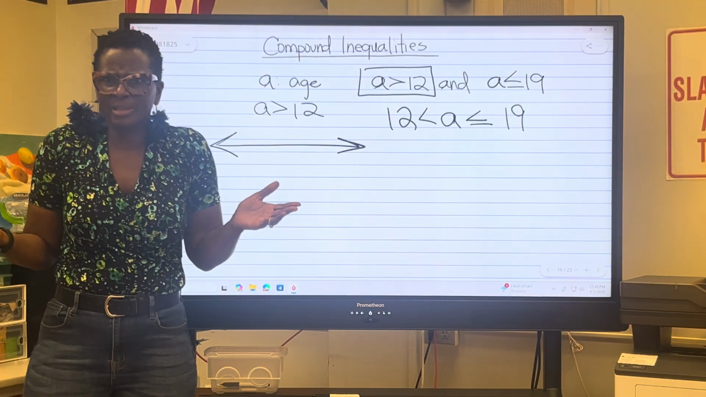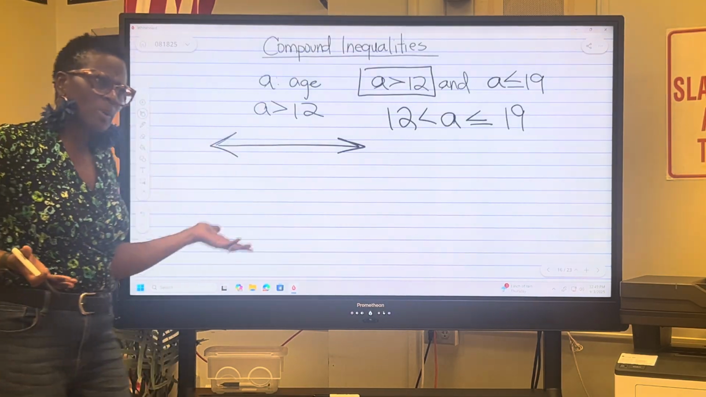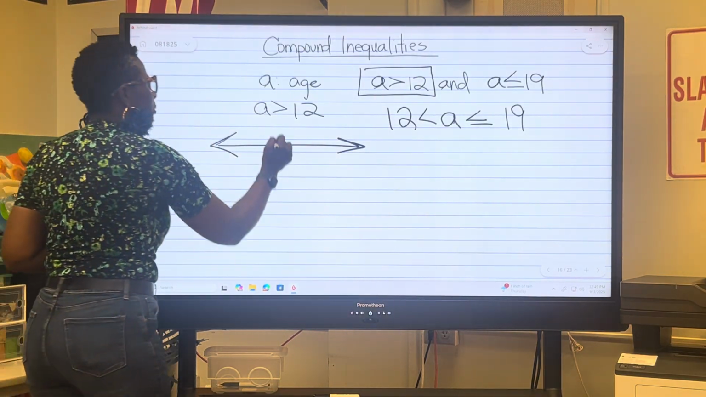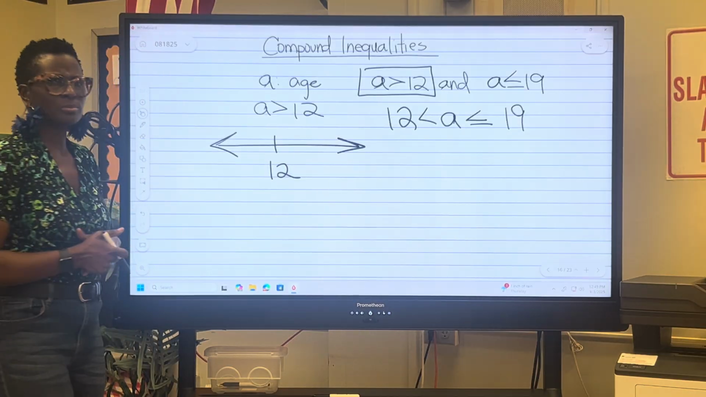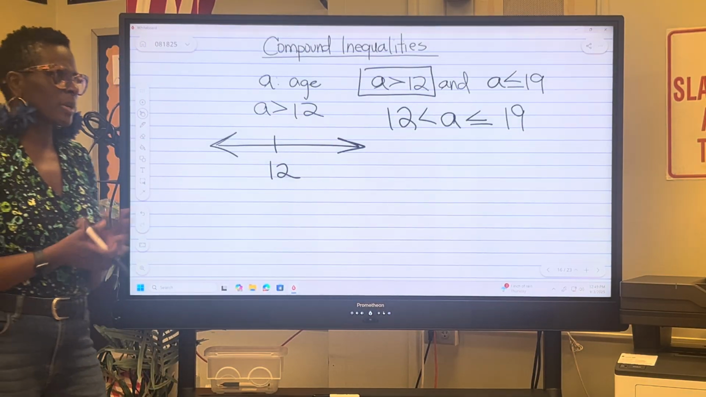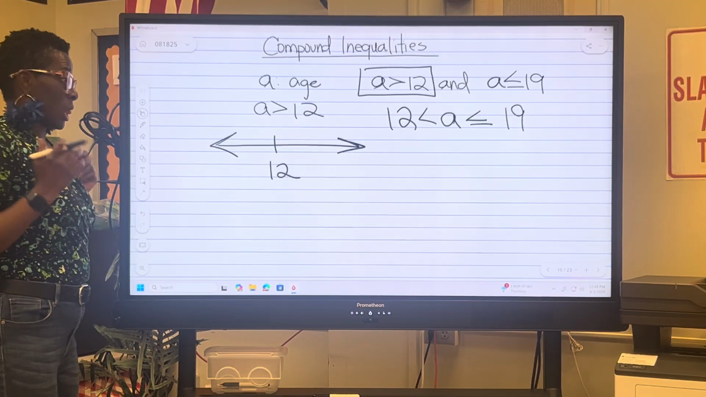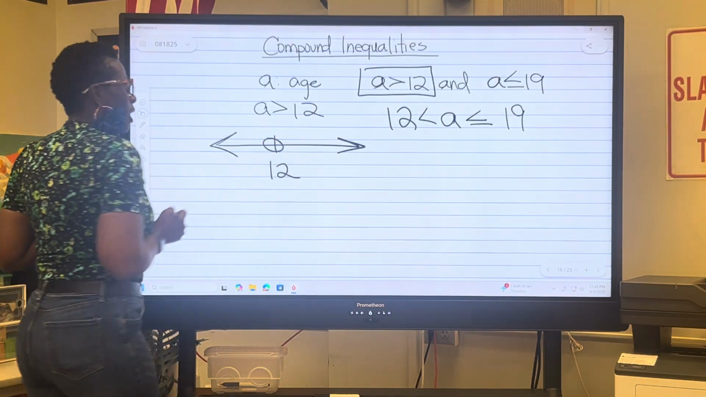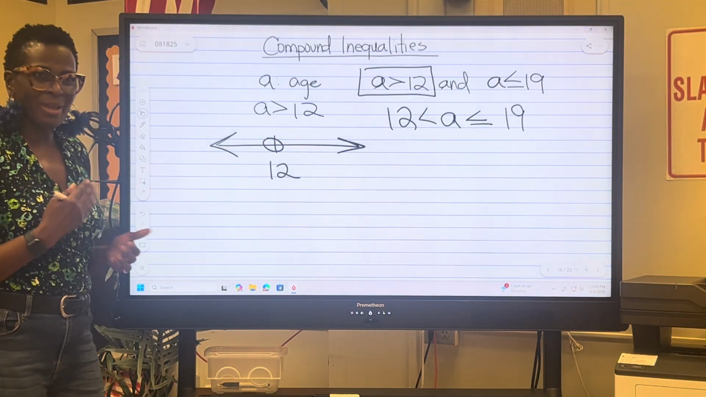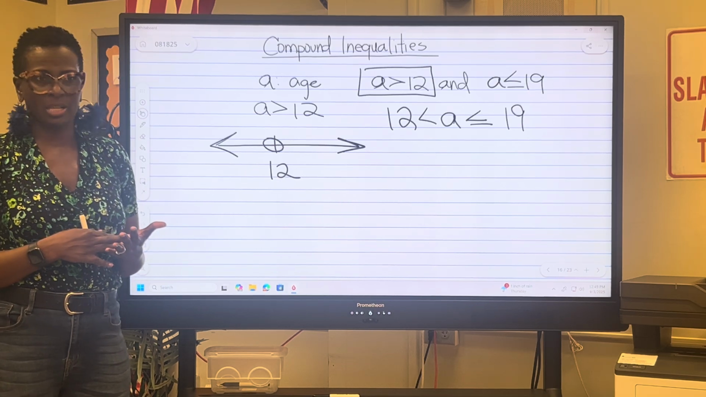So watch this. Let's show what that looks like on a number line. Remember, because there are so many possibilities that we can't list them all, let's put them all here. So do what I'm doing. I'm going to put a 12 in the middle. Now my question is, do I put an open circle or a closed circle? Open circle. Open circle means it's not included. I'm not including 12 as a possibility, right?